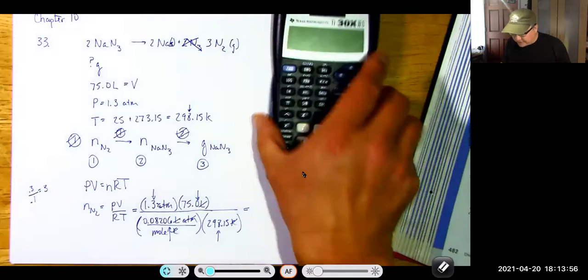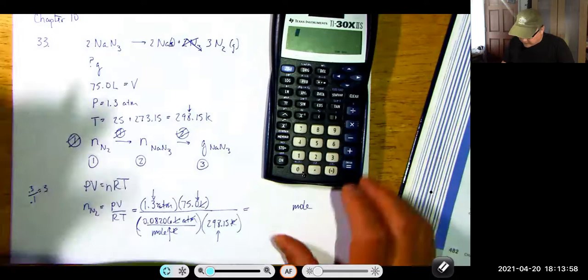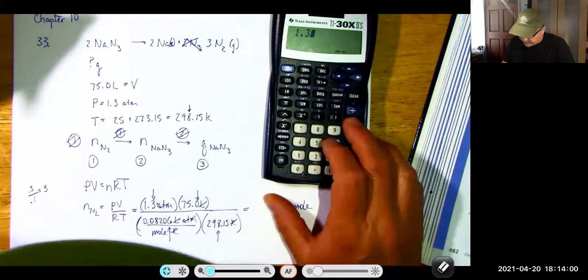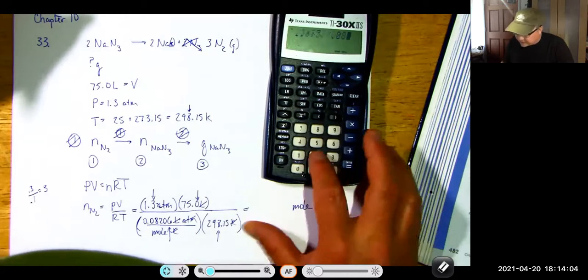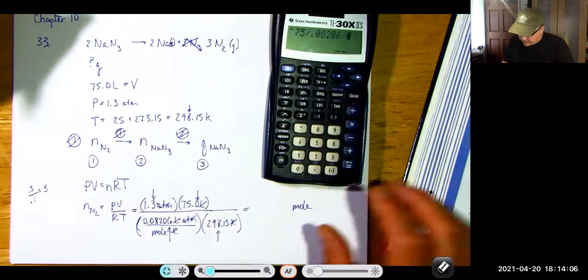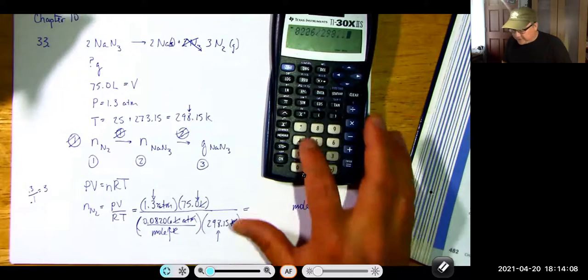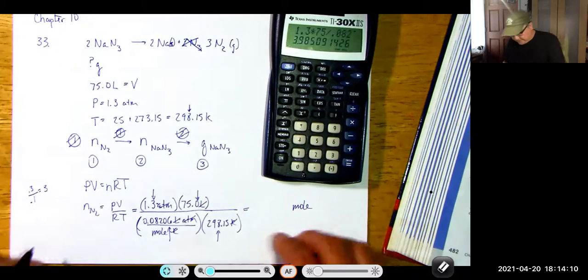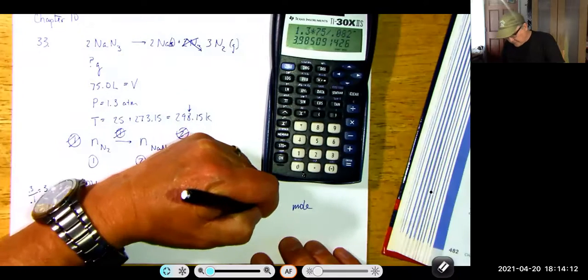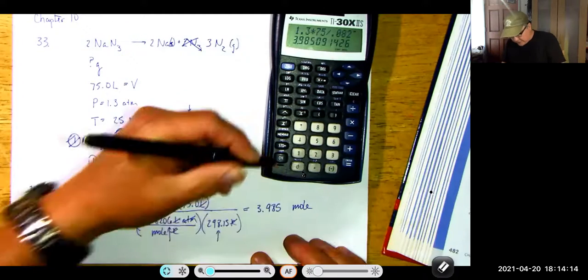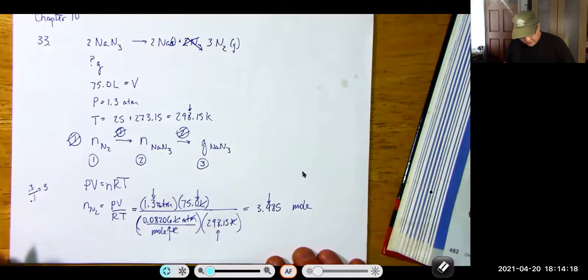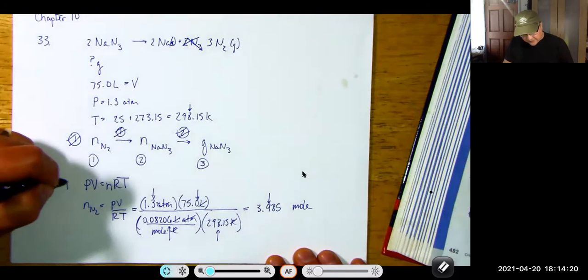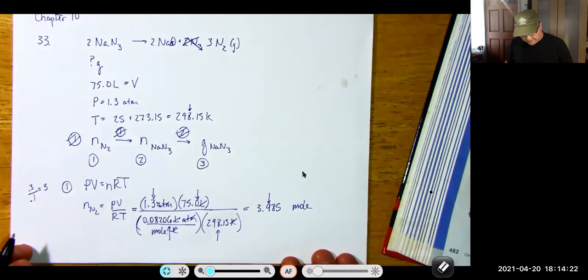All right, now let's check and see what we get for an answer. 1.3 times 75 divided by 0.08206 divided by 298.15. And I get 3.985 moles. And here, this is really only good to the 3.9, but we're not supposed to round early. So this is the first calculation to get the moles of N2.